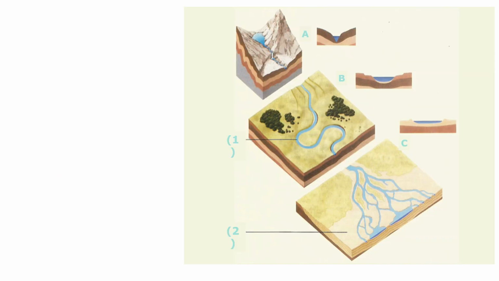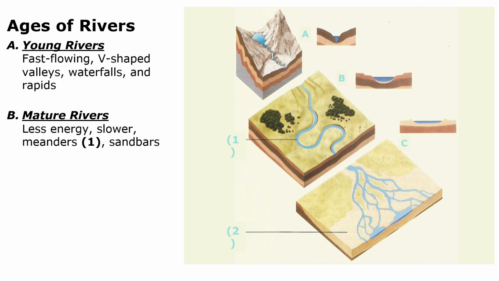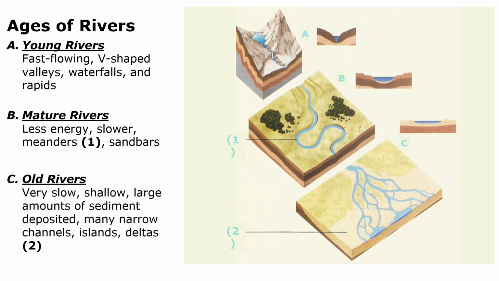All right, so here we have age of rivers. At A, we have young rivers. These are fast-flowing, with V-shaped valleys, waterfalls, and rapids. With B, we have mature rivers, and these have less energy. They are slower. We have meanders and sandbars. So 1 is an example of a sandbar. With C, we have old rivers. They are very slow, shallow, with large amounts of sediment deposited, many narrow channels, islands, and deltas. And number 2 is an example of a delta marked on this diagram.